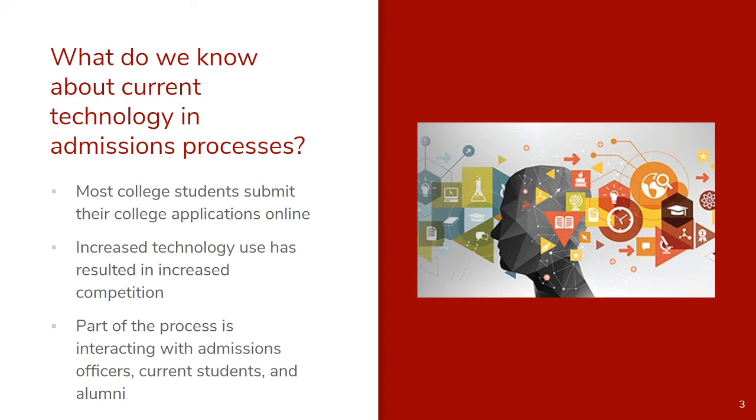Part of the process is interacting with admissions officers, current students, and alumni, and it's a part that I know I enjoyed the most is getting to know who's actually at the institution, will I fit in here, and how has other people's experience been. So thanks to the internet, students have college information available at their fingertips. They can read through course catalogs, learn about campus activities on college websites, participate in online college fairs, and even take virtual campus tours, which is one of my favorite parts and one that we'll dive into in a little bit.